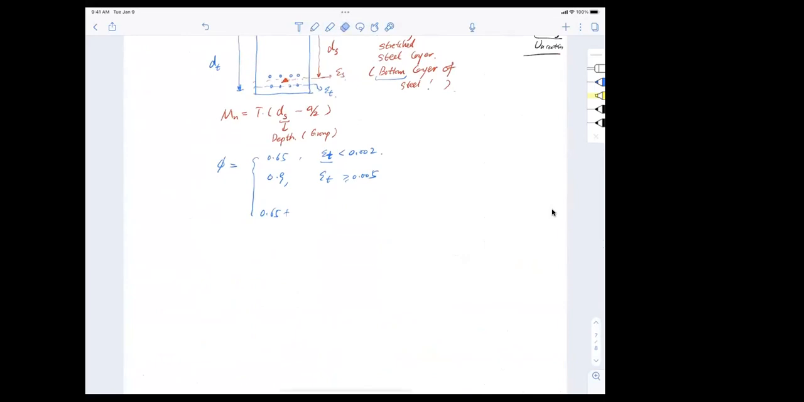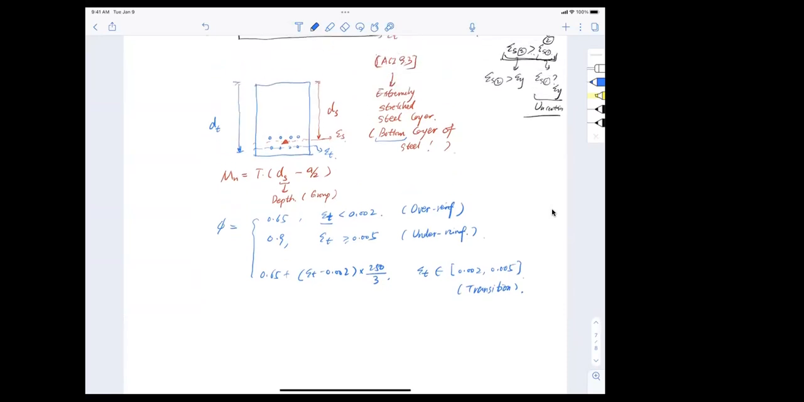Let me just finish that. Epsilon T minus 0.002 multiplied by 250 over 3. And that is for epsilon T, and this is the mathematical symbol belonging to a range, right? What is the range? 0.002 to 0.005. So if I really want to put it, this is so-called over reinforced, this is so-called under reinforced, and this is so-called transition. Clear? I think so, right?